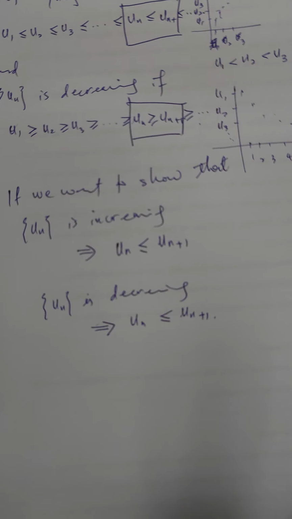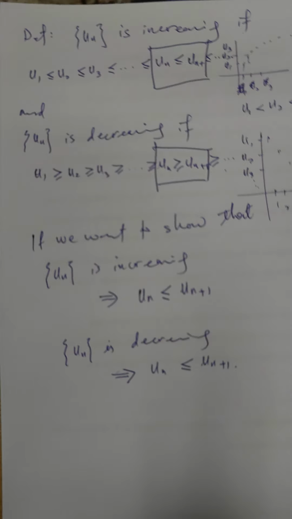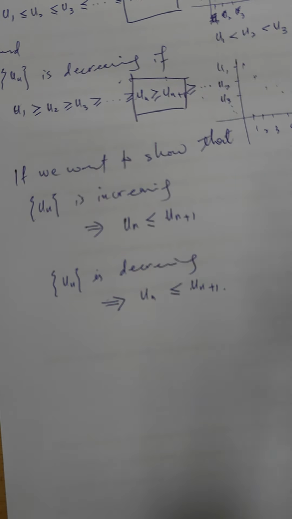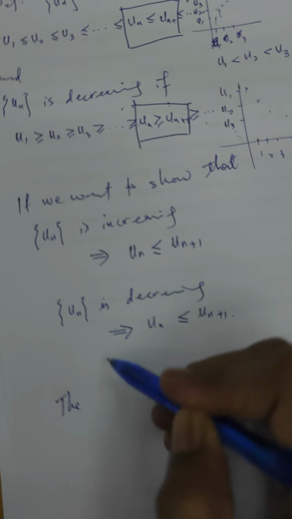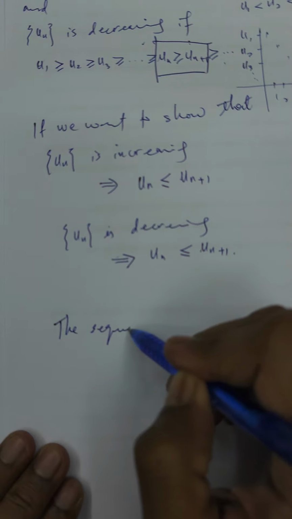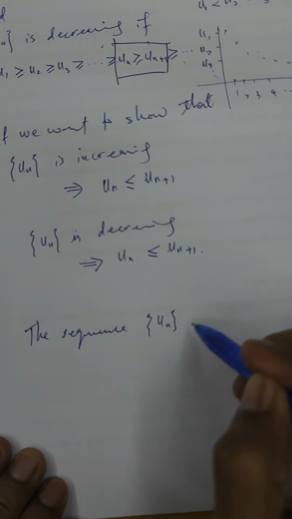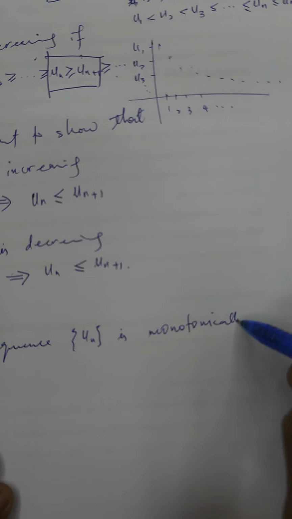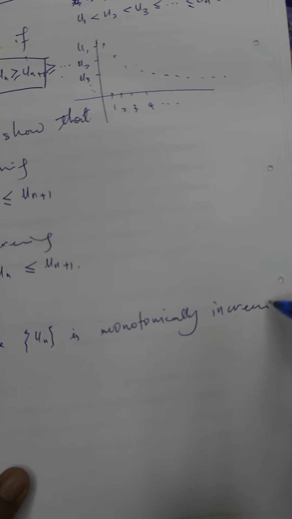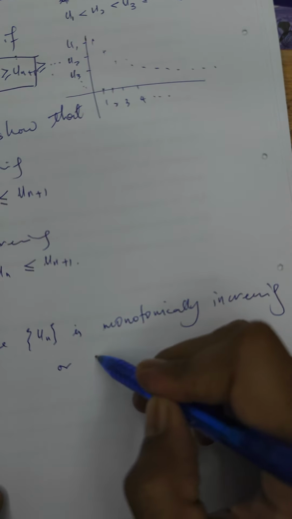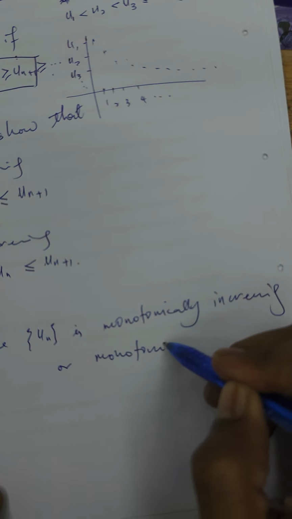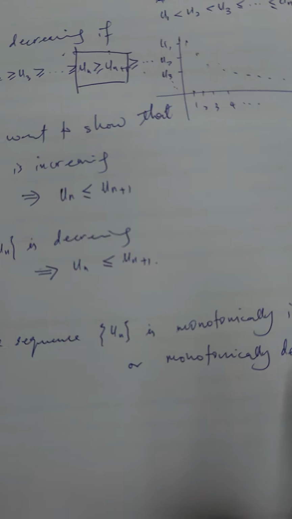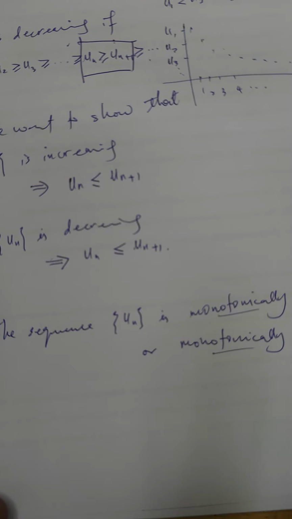Okay, now for these two terms that we not really introduce but give you the definition of, increasing and decreasing. So we have the sequence, let's say Un is monotonically increasing, or monotonically decreasing. What does it mean? So, monotone increasing and monotone decreasing.